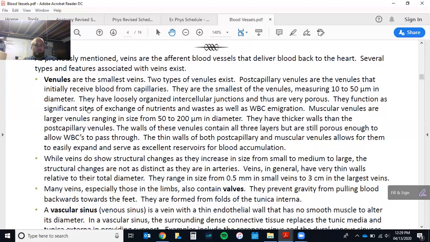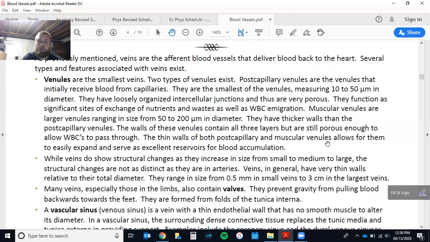They measure about 10 to 50 microns in diameter and have loosely organized intercellular junctions, and that makes them very porous, which allows them to exchange nutrients and wastes. They also allow white blood cell emigration, which is where white blood cells leave the blood so that they can go fight infections taking place outside the blood. Our next type of venules are called muscular venules. They're 50 to 200 microns in diameter and have thicker walls than post-capillary venules, because they've got all three layers. They are still porous enough to allow white blood cells to pass through them.